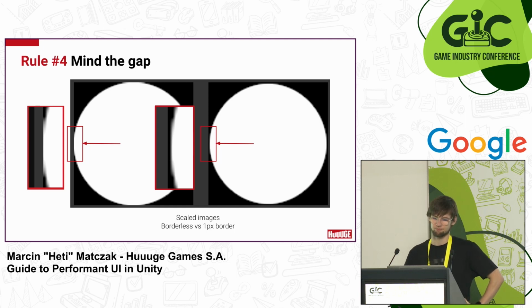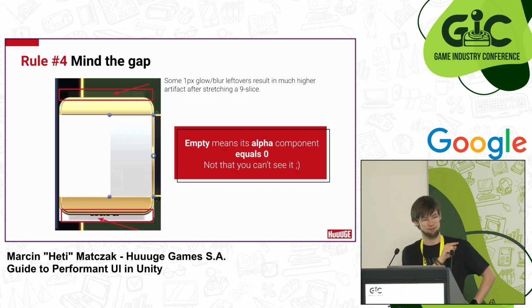So this is like a very minuscule thing to notice, right? Shouldn't matter in the production or anywhere. Wrong. It may especially be harmful when you are using 9 slices. And here you can see that once I received a graphic that I was told it had 1 pixel of empty space around, but turned out it was just some kind of remainder of shadow or glow that was near the edge. And you can see at top and the bottom there is this weird shadow going on. That's because empty means that alpha component is 0, not that you cannot see it. And this can leave those kinds of artifacts.